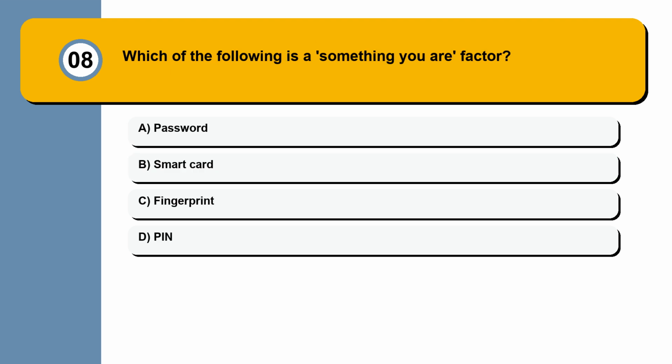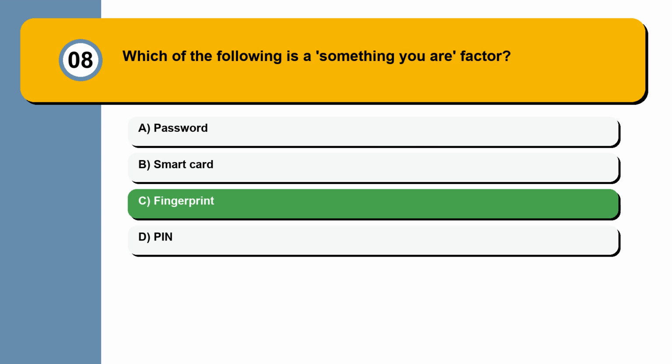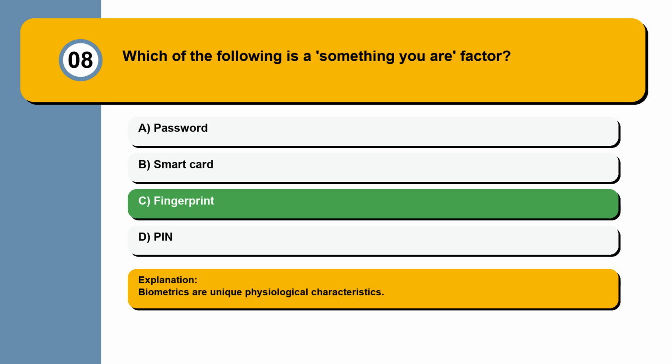Question 8. Which of the following is a something you are factor? Password, smart card, fingerprint, PIN. Biometrics are unique physiological characteristics.